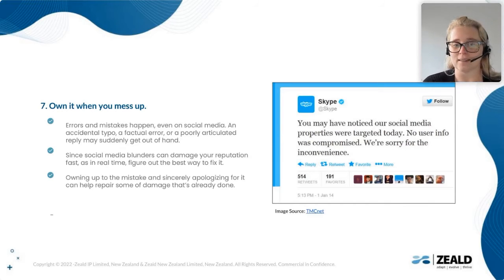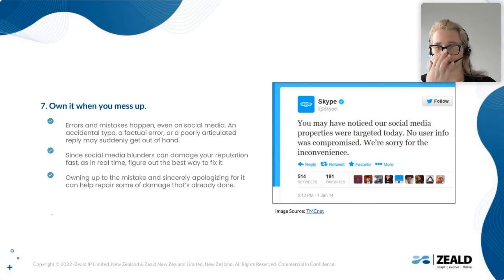So errors and mistakes happen even on social media. An accidental typo, a factual error, or a poorly articulated reply may suddenly get out of hand. Since social media blunders can damage your reputation fast, because it's quite real time, you just need to figure out the best way to fix it. Owning up to the mistake and sincerely apologizing for it can help repair some of the damage that's already done. Okay, and that's quite simple.